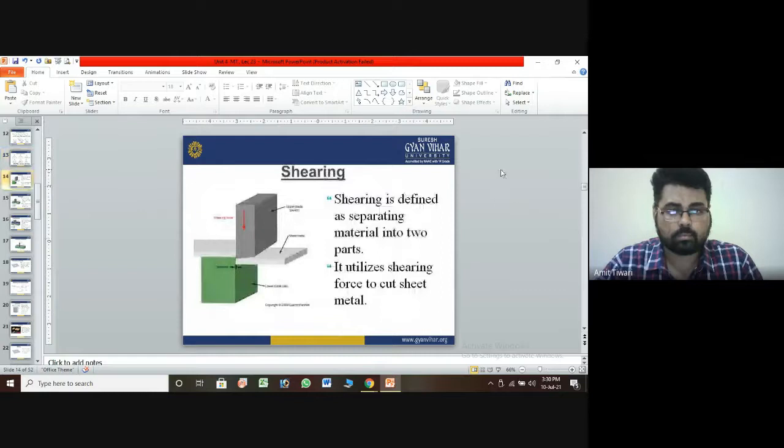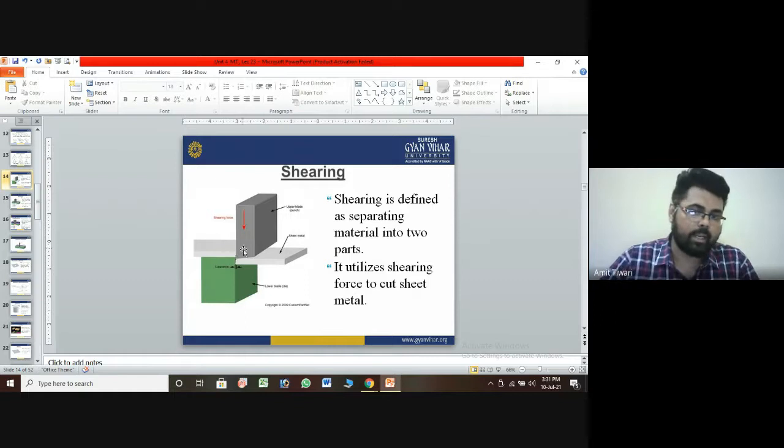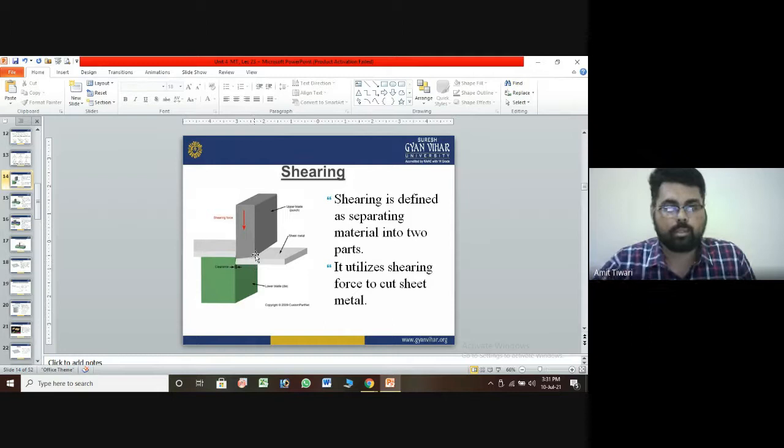Now the shearing operation. Shearing is defined as separating material into two parts. It utilizes shearing force to cut the sheet metal. You can place the sheet on the die and apply the punch at the edge, for the section you are fabricating to the given dimension. Apply the pressure here, and the material will break, or shear.